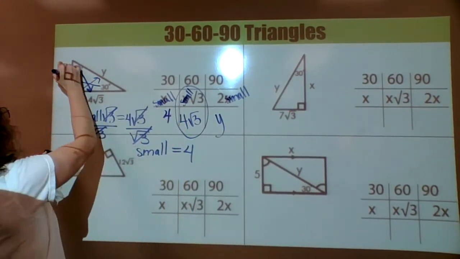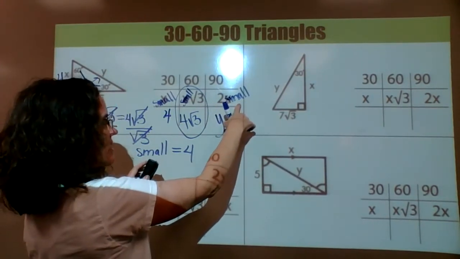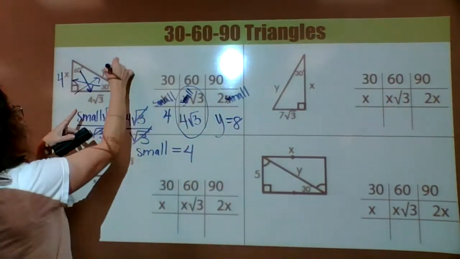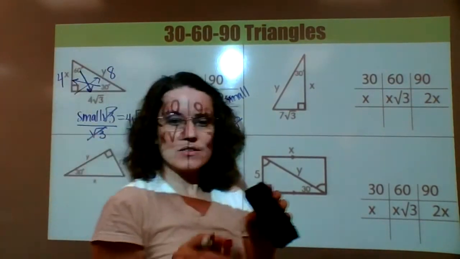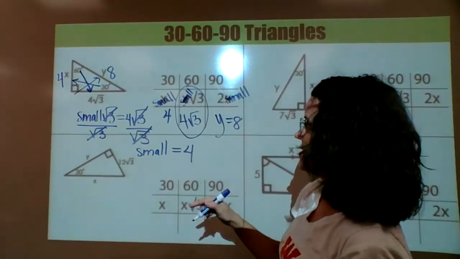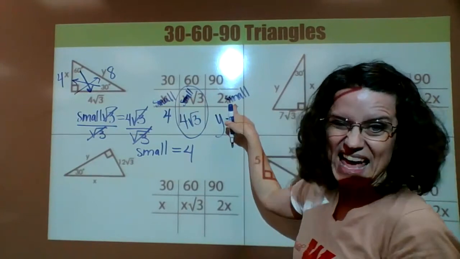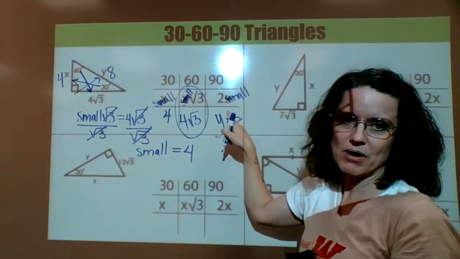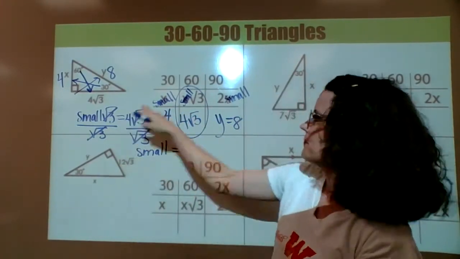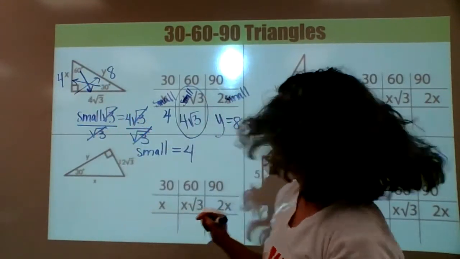X equals 4. My y should be 2 times that small side. So 2 times the 4 will give me 8. And I know that that one equals 8. So it's really important that you keep track of which part you have and what you're calling things. That's part of why I cover up this x here and just say small, small root 3, and 2 times small, so I don't mix up, am I finding x, am I finding y? I just focus on the small side and then figure out what letter it was asking for in the end.